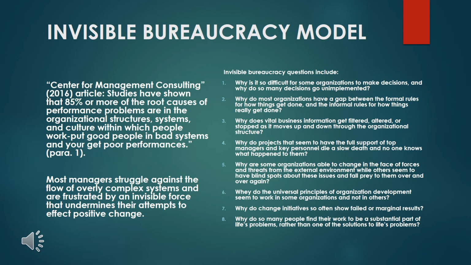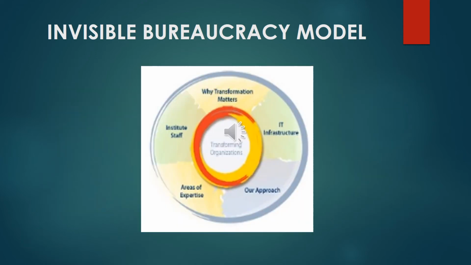Martin. This is the invisible bureaucracy model. This model was not actually in our textbook. I found it on a website that discussed the politics and bureaucracy of a lot of organizations that hinder the organization from thriving or from growing or moving forward because there's just too much red tape involved. So I found this one to be very interesting.